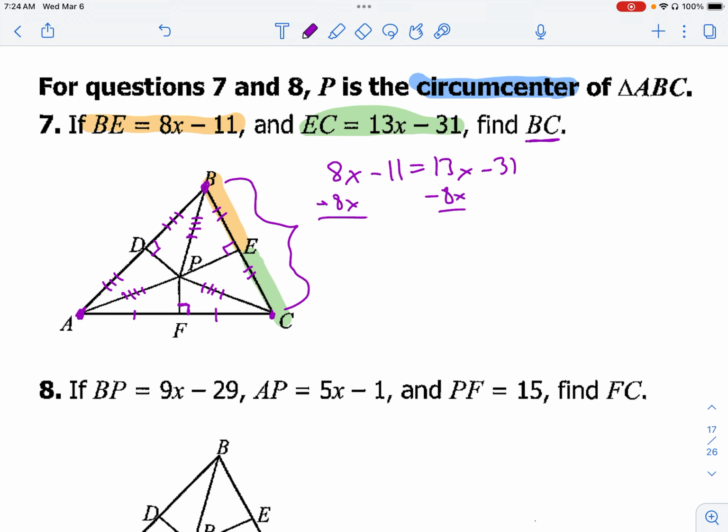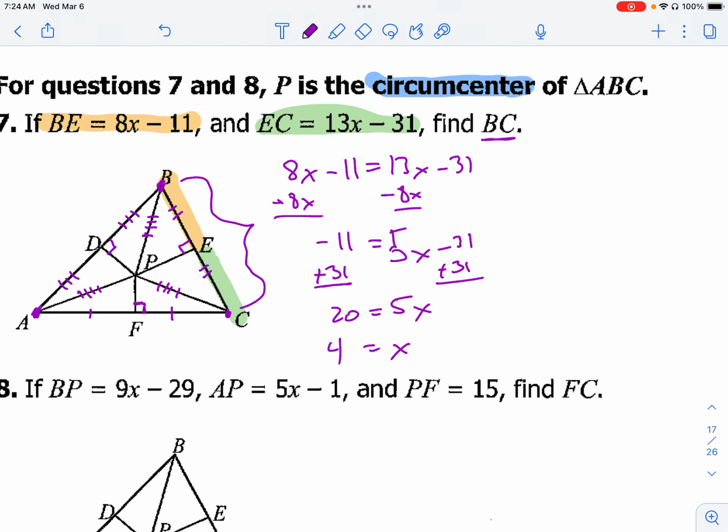So we get x on the same side. Then we get x by itself. And we get x equals 4. So now that we have x equals 4, we want the entire thing, so we've got to plug it into each side. And if we did this right, since we set it equal, we should get the same number twice. So 8 times 4 is 32, minus 11 is 21.